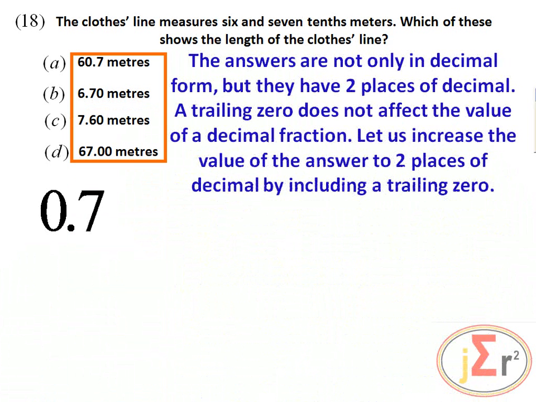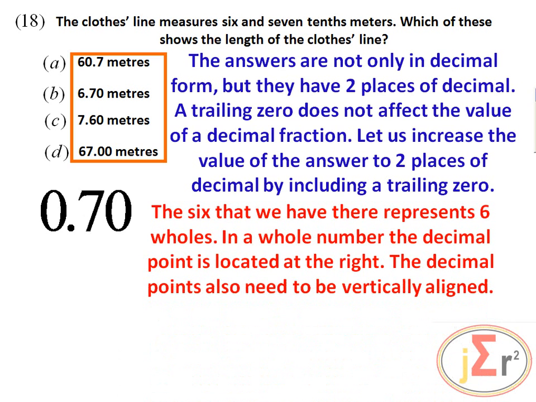The answers are not only in decimal form, but they have 2 places of decimal. Notice that these answers have 2 places of decimal. A trailing 0 does not affect the value of a decimal fraction. So let us increase the number of decimal places to 2 places of decimal by including a trailing 0. So there's our trailing 0.